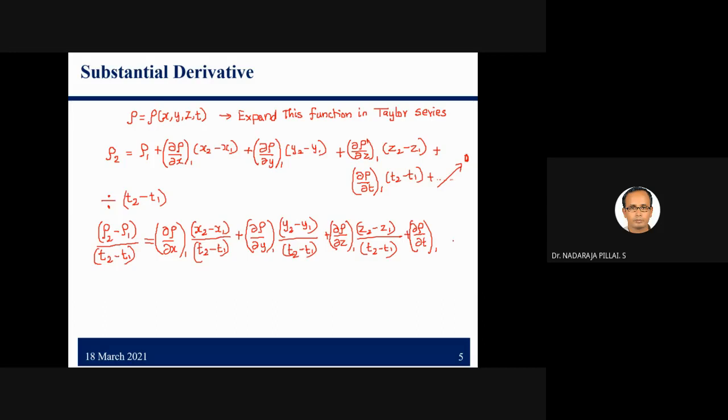This t2 minus t1 by t2 minus t1, so this becomes 1. So I don't write that. Okay.